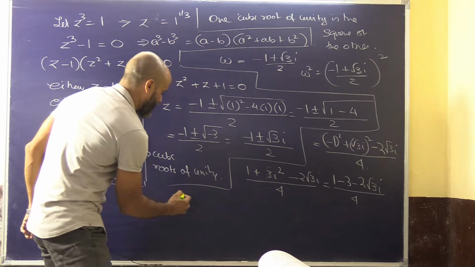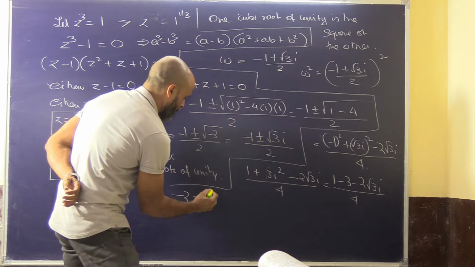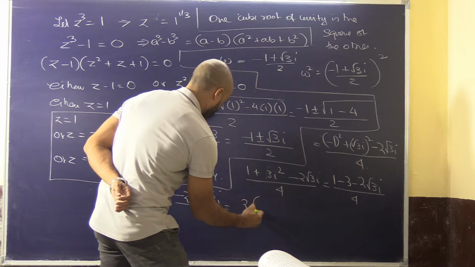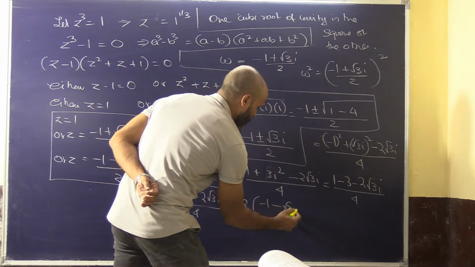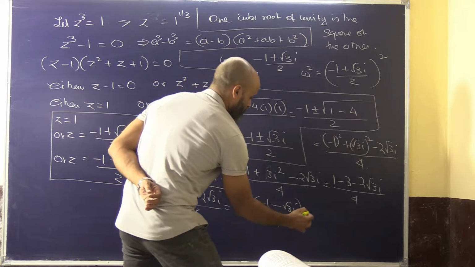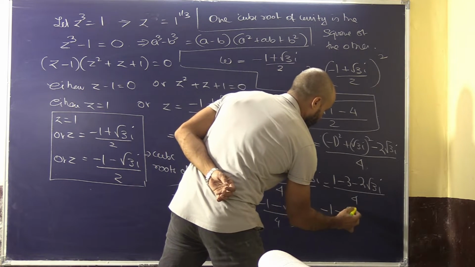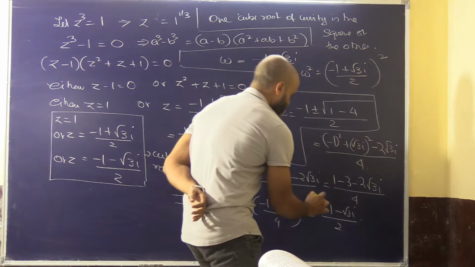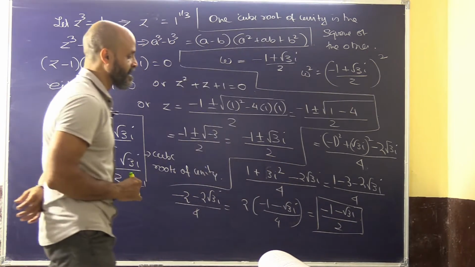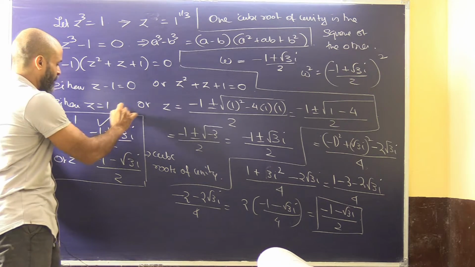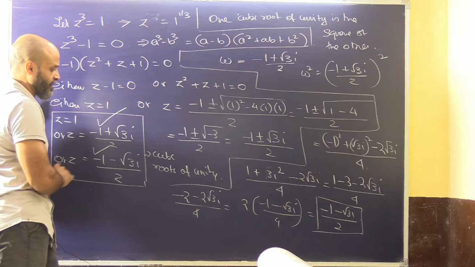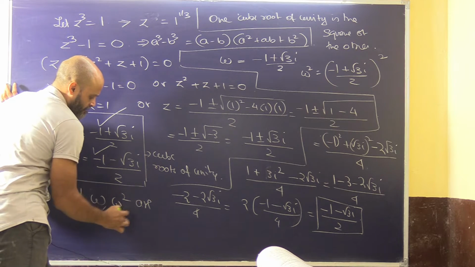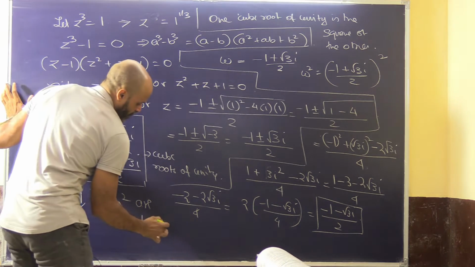So this will be minus 2 minus 2 root 3i by 4. If I take the 2 as common here, this will be minus 1 minus root 3i by 4, which gives me minus 1 minus root 3i by 2. So omega basically has two values. If I do an omega square, this will result in this, and we have already seen that one cube root of unity is this, and one is this. So we can say 1, omega and omega square are the cube roots of unity.